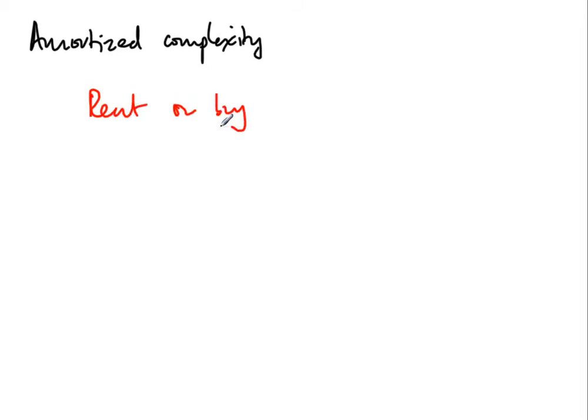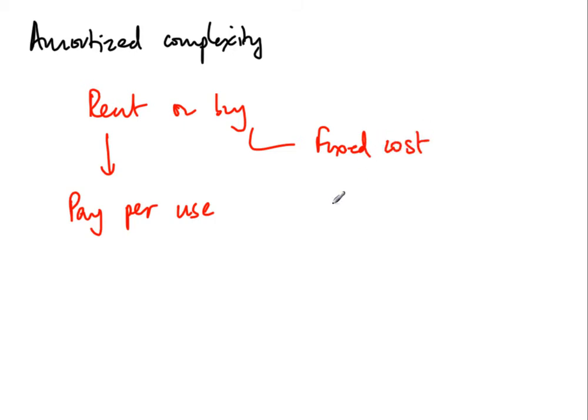The last category of complexity typically comes in the context of data structures, and it's called amortized complexity. The word amortization actually comes from economics. It's where you pay some fixed cost now, and then you recover the cost later. For instance, supposing you wanted to rent or buy. If you rent, you pay per use. If you buy, you have a fixed cost, and then you have free usage.